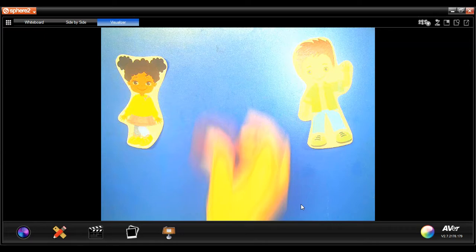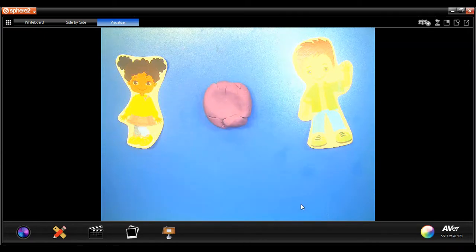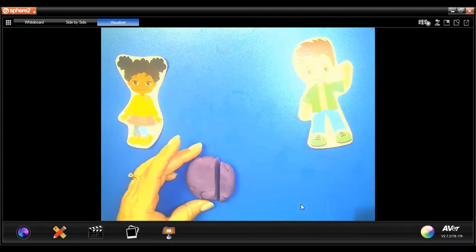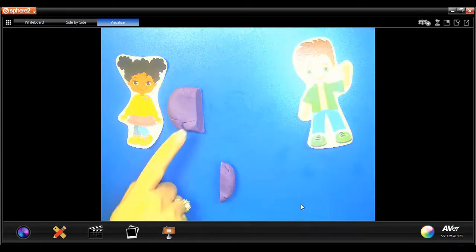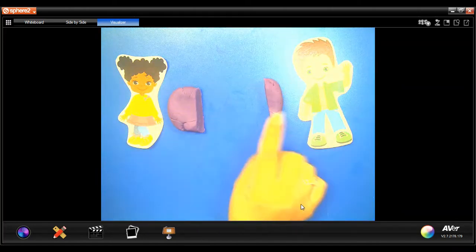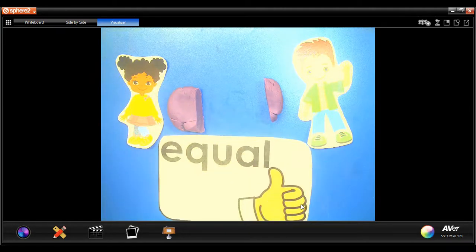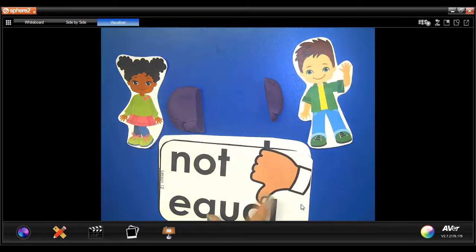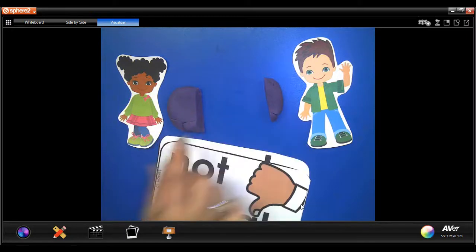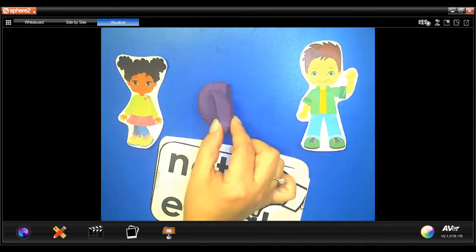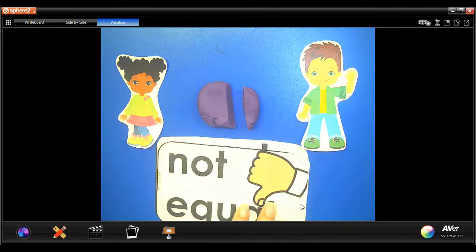So let's imagine we have another cookie and I'm going to cut it into shares and we're going to decide if it's fair or not fair or equal or not equal. So the cookie, this side is going to be for the girl, and this other side is going to be for the boy. So is that going to be equal? Both of them are going to be happy, or not equal? It's going to be not equal, right? She's going to be happy because she gets one big piece of cookie, right? But he's not going to be so happy because look how small his is. So that's not equal, okay?